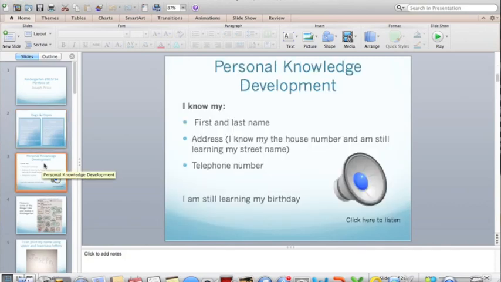The next slide I included was about personal knowledge development. So this is included in the kindergarten report card. Students are required to know their first and last name, their address, their telephone number, as well as their birthday. So I just gave a brief description of what the student knew in text, and I included an audio recording.